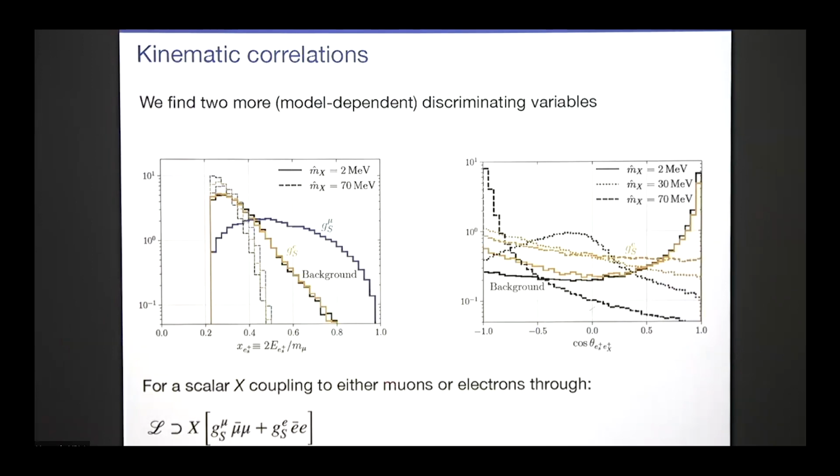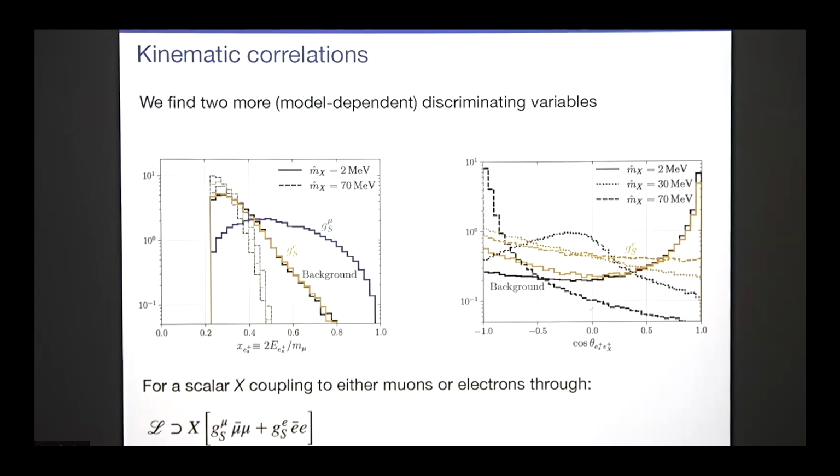This is the type of benchmark that I'm looking at here, some scalar particle coupling either to muons or electrons. If you couple to electrons and you radiate off X from the electron line, it looks very similar to the background if I look at the energy of the secondary positron, so to speak. But it turns out this energy distribution looks very different if you're in the scenario where most of the events come from radiating off the muon line. And so that's an extra handle you have. And then finally, the angle between the two positrons also has some features in the background that are not present in the signal.